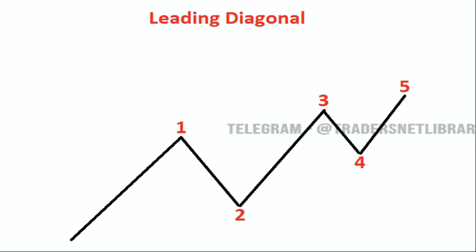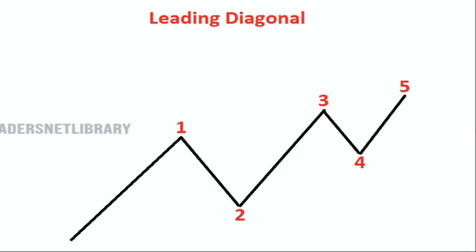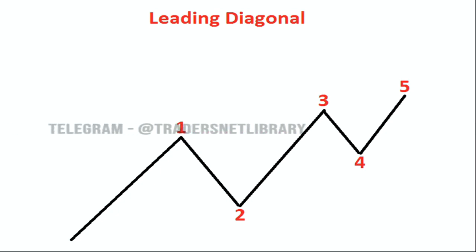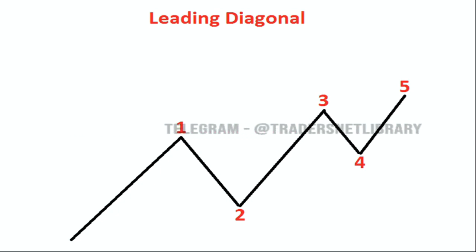And we also draw a line from point 1 to point 3 and extend it. These lines usually have a convergent structure. The collision of point 5 with the trend line drawn from point 1 to point 3 can warn us of the end of this pattern.